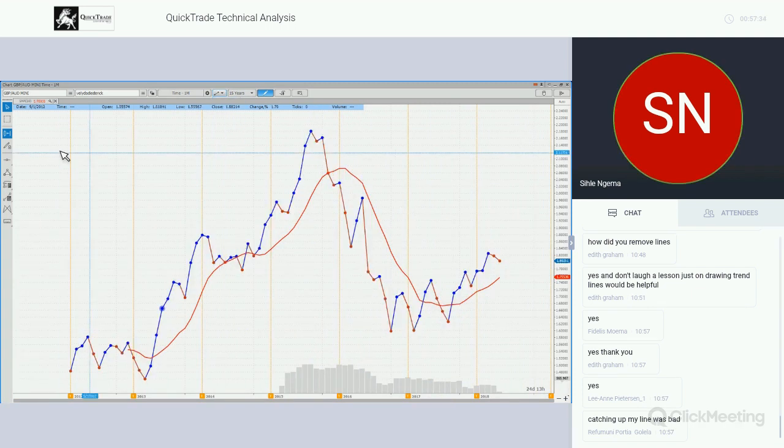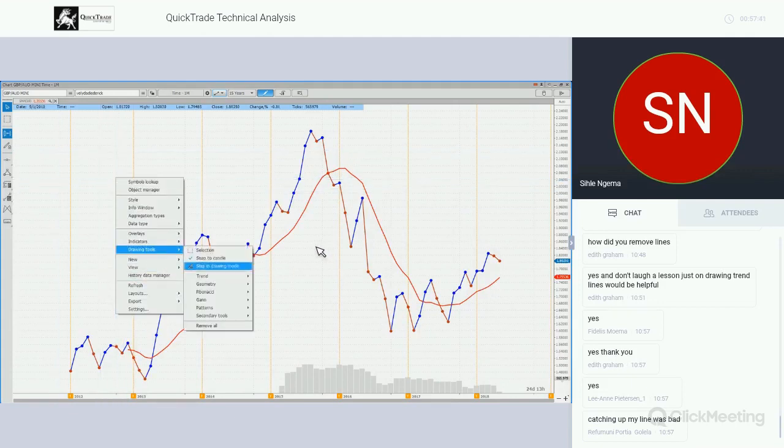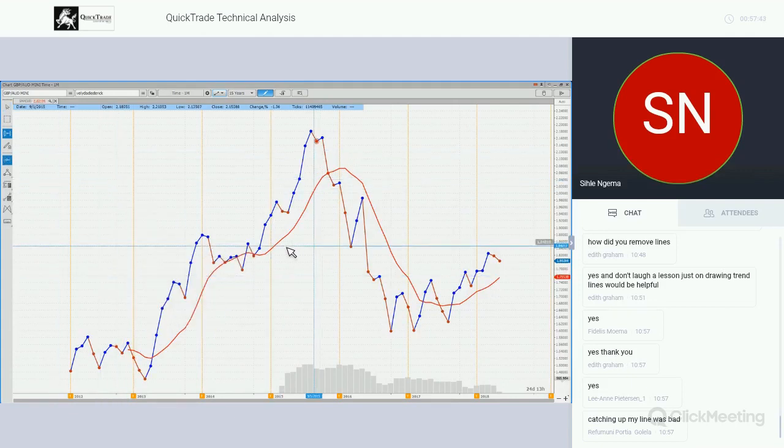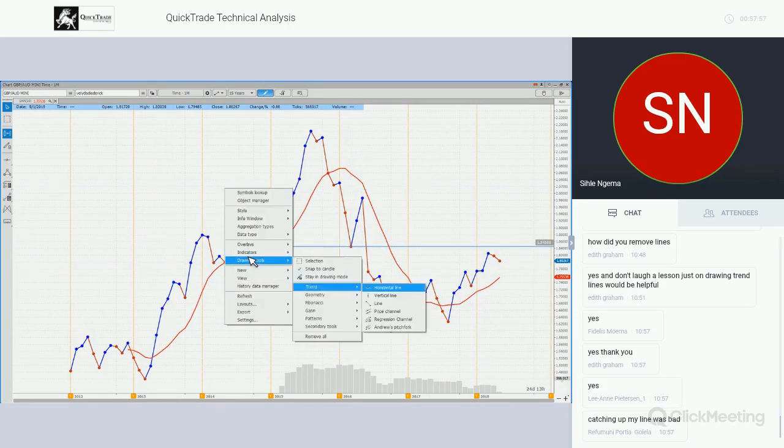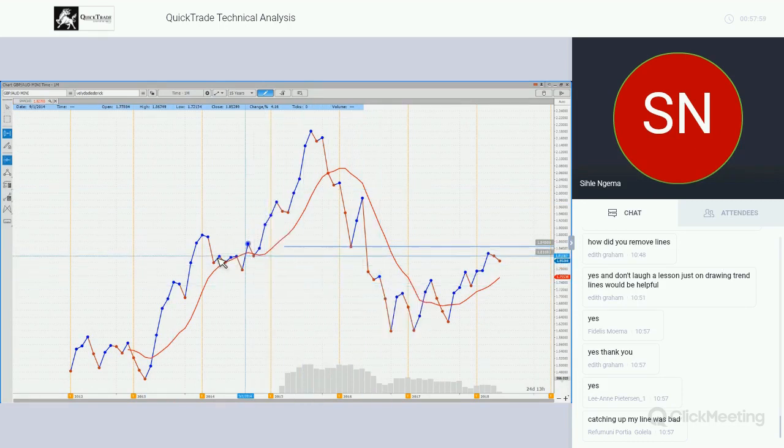Let's use our dotted lines. Let us now try and mark our resistance here. Our resistance is around this turning point, 1.845508 on the pound Australian dollar. That's where we can look to short this market.